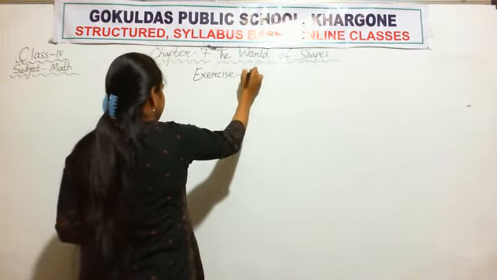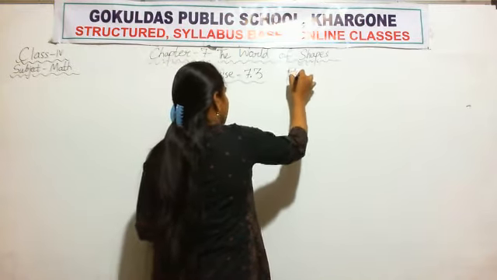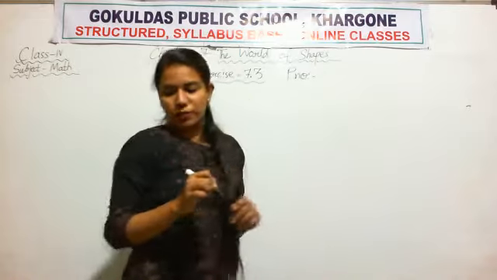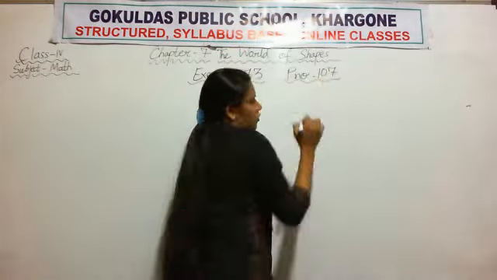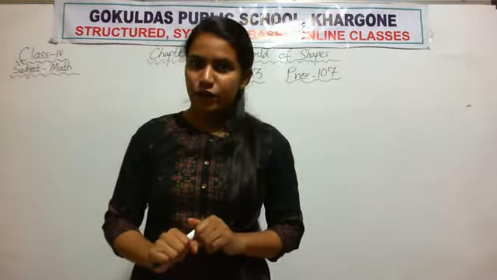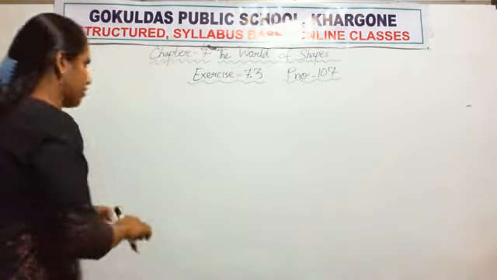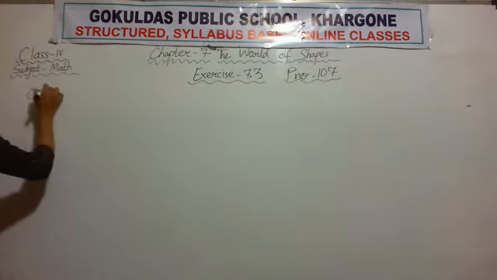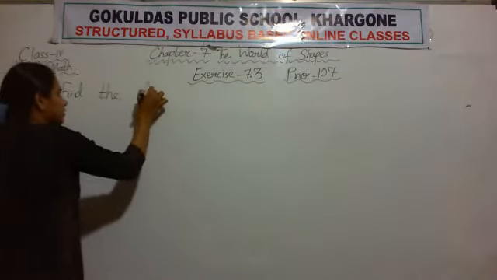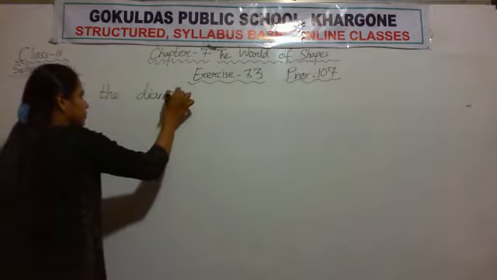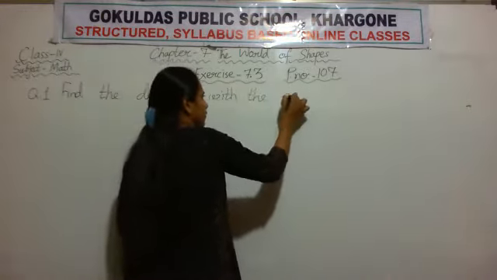Exercise 7.3, which is on book page number 107. Question number 1, read it carefully. Find the diameter for the given radius.